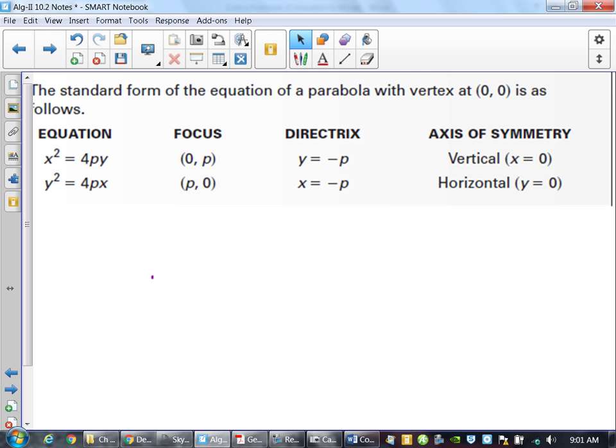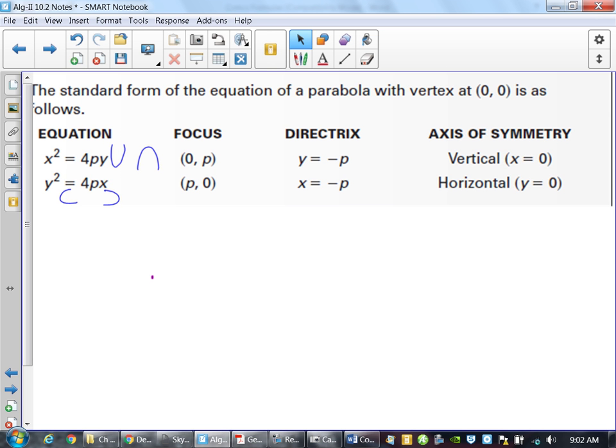The generic forms, whether they are up like a cup, x squared, or down like a frown, or ones that open to the right or to the left. For today, since everything is going to be placed at the origin, if I'm up like a cup, my focus moves upwards. So what's changing? The y value. That's why the focus will be at (0, p).